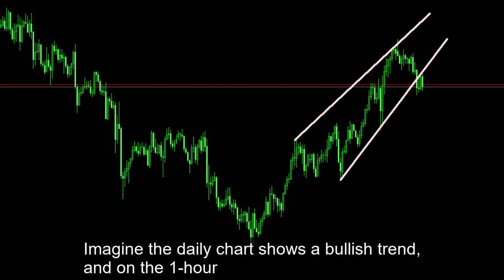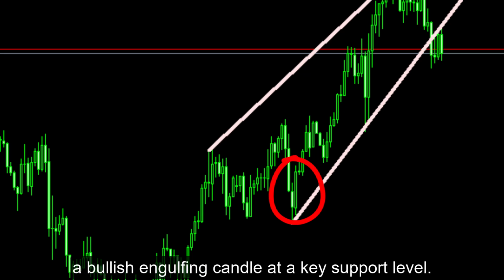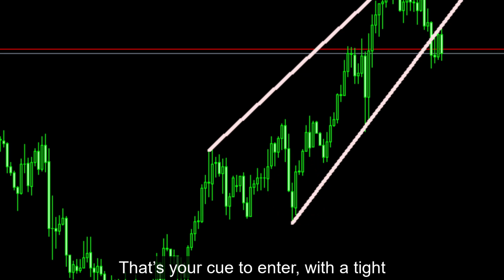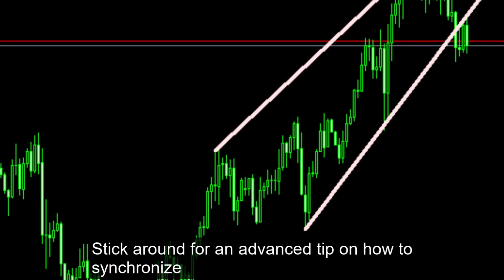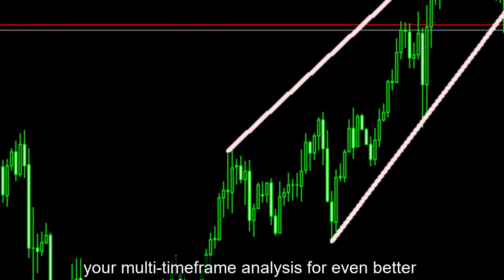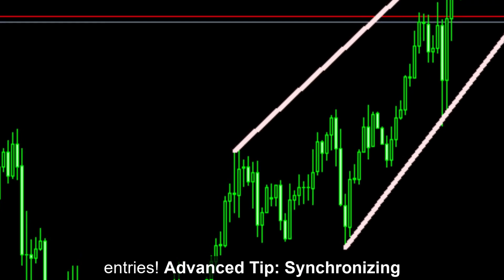Example, imagine the daily chart shows a bullish trend and on the 1-hour chart you see a pullback that forms a bullish engulfing candle at a key support level. That's your cue to enter with a tight stop loss just below the recent low. Stick around for the advanced tips on how to synchronize your multi-time frame analysis for even better entries.